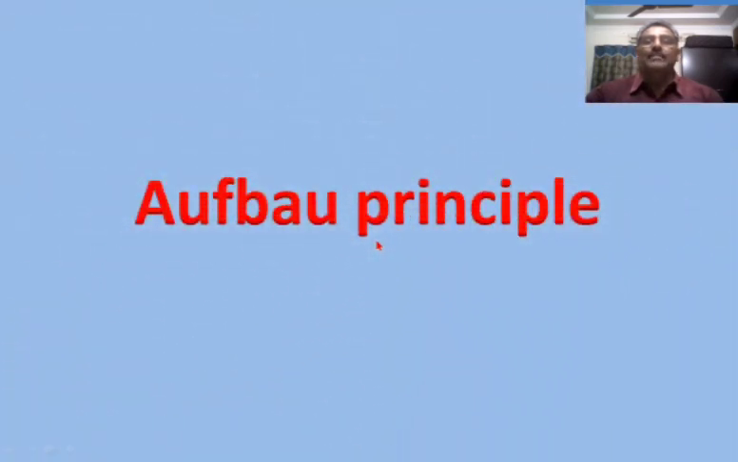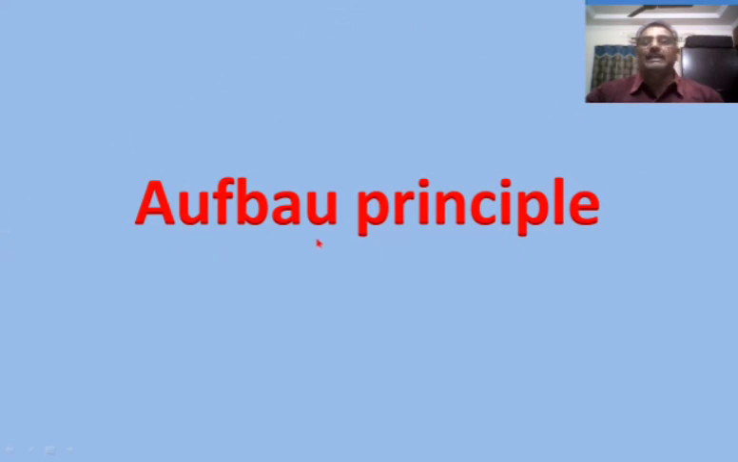The filling of electrons in various orbitals is governed by certain rules known as the Aufbau principle, Pauli's exclusion principle, and Hund's rule. Let us learn those 3 rules one by one. Aufbau principle.